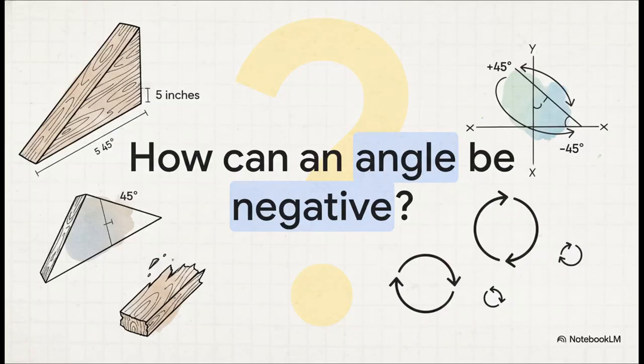And that's a totally fair question. Back in geometry class, an angle is just the physical space between two lines, right? You can't have -5 inches of something, so how on earth can you have a -45-degree angle inside a triangle? It just feels wrong. So what's the deal here?